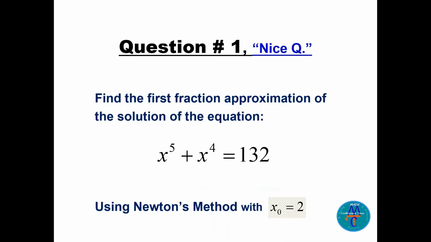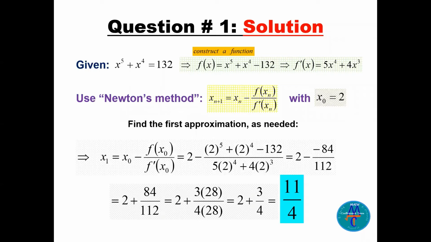Question number 1 is really nice because we need to look at this equation here, x to the power 5 plus x to the power 4 is equal to 132. Not easy to solve at all. But we need to find the first fraction approximation of the solution of this equation using Newton's method with x sub 0 is equal to 2. So what do we do?